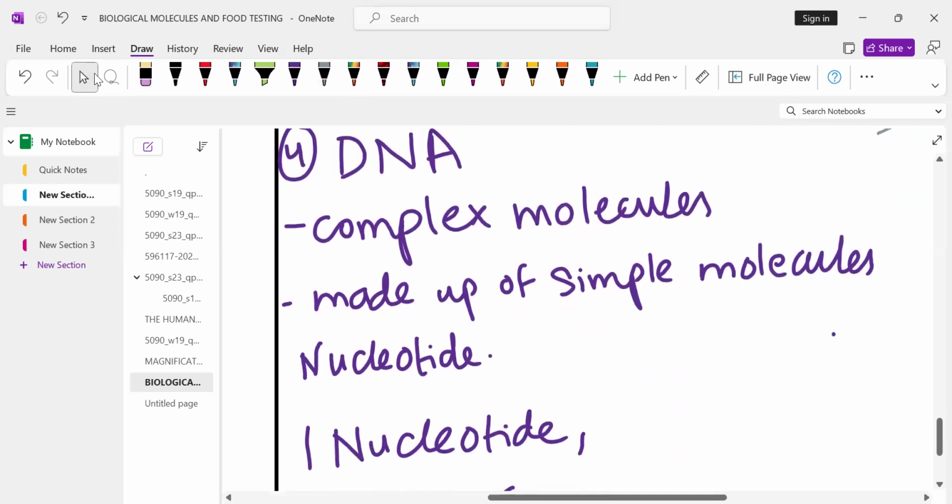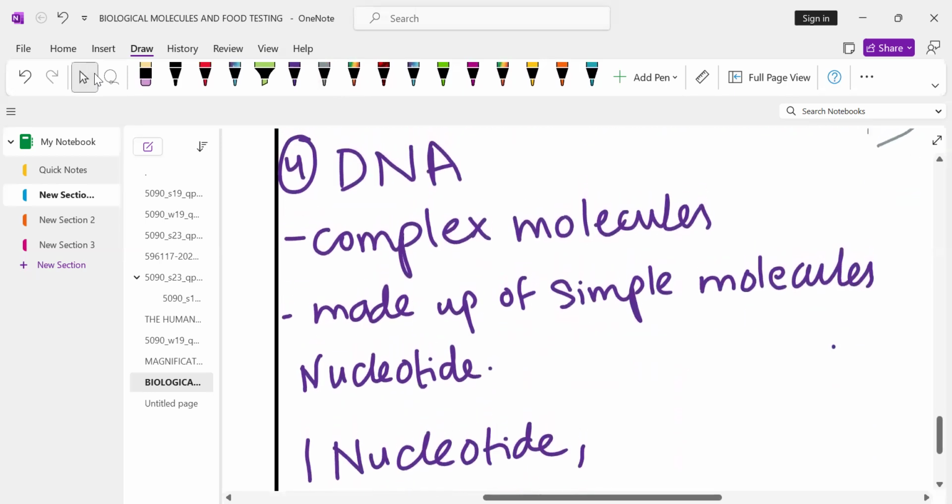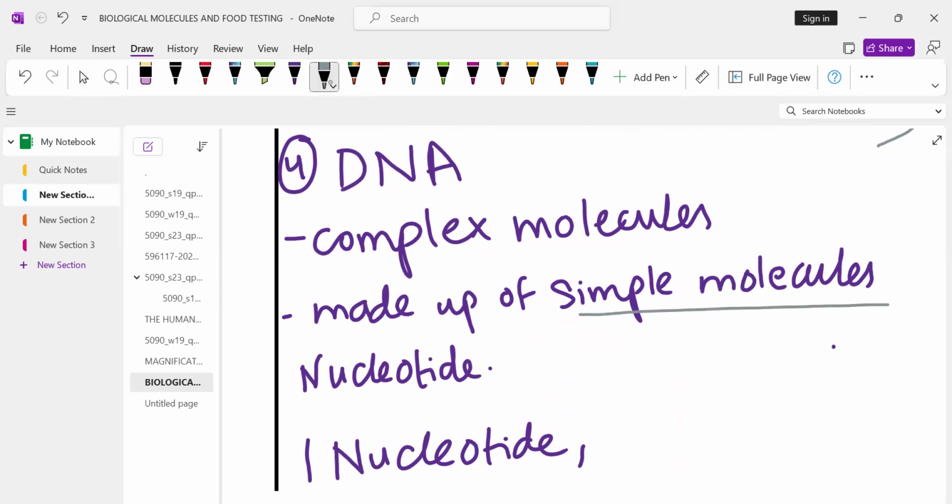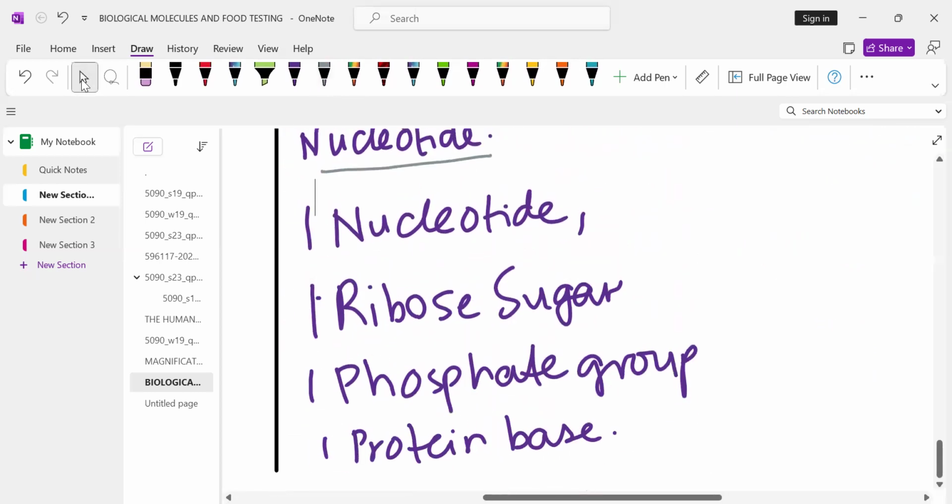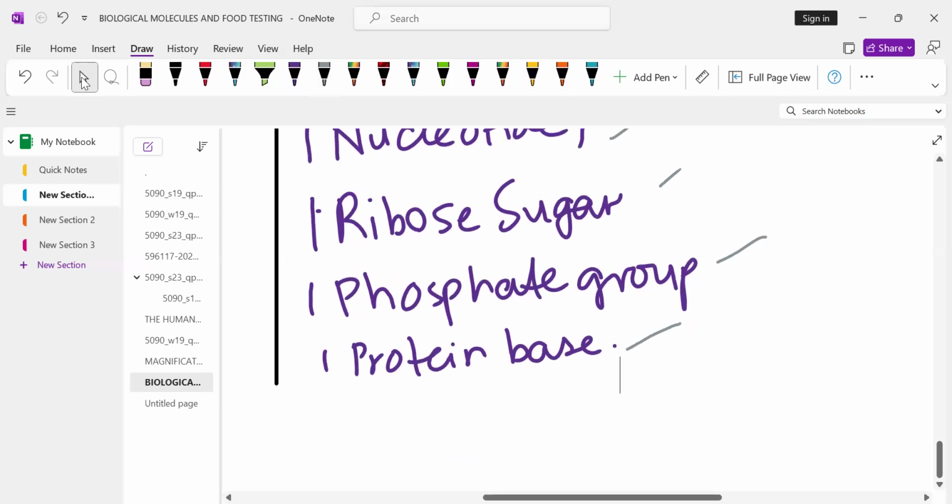Now, the fourth molecule that you need to know about is DNA. The full form of DNA is deoxyribonucleic acid, and DNA is a complex molecule. It is made up of simple molecules, which are nucleotides. A DNA nucleotide consists of a ribose sugar, a phosphate group, and a base. This was all you need to know for DNA in this chapter. In a further chapter, we will study DNA in detail.